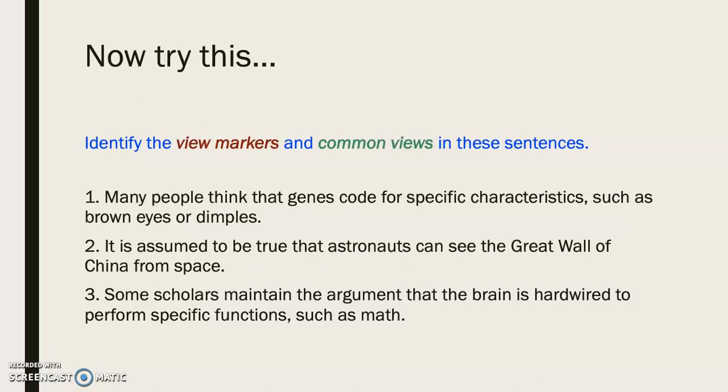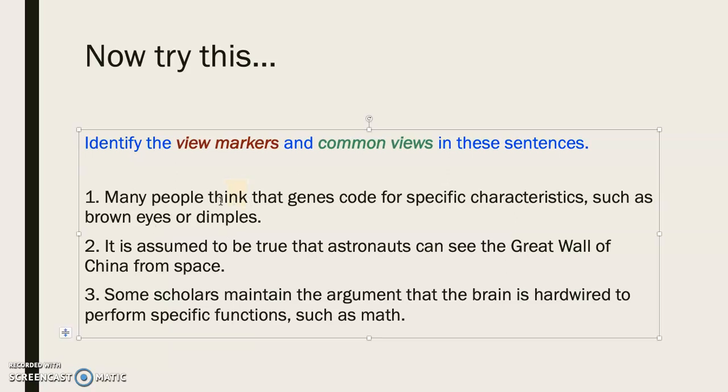Okay, now let's try this. We're going to identify the view markers and the common views in these sentences. Many people think that genes code for specific characteristics, such as brown eyes or dimples? Do you see the view marker in this sentence? Here it is. Think. It's what people think.